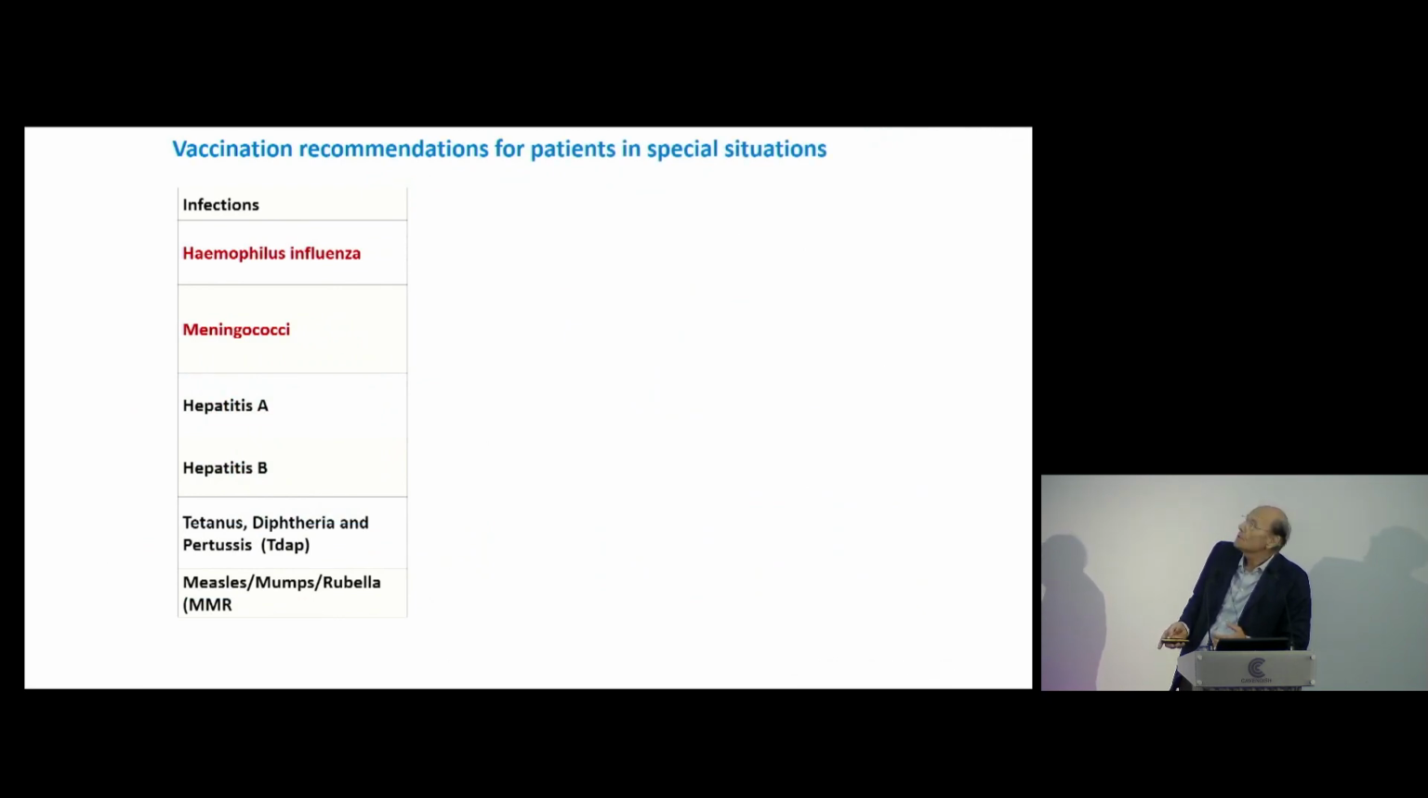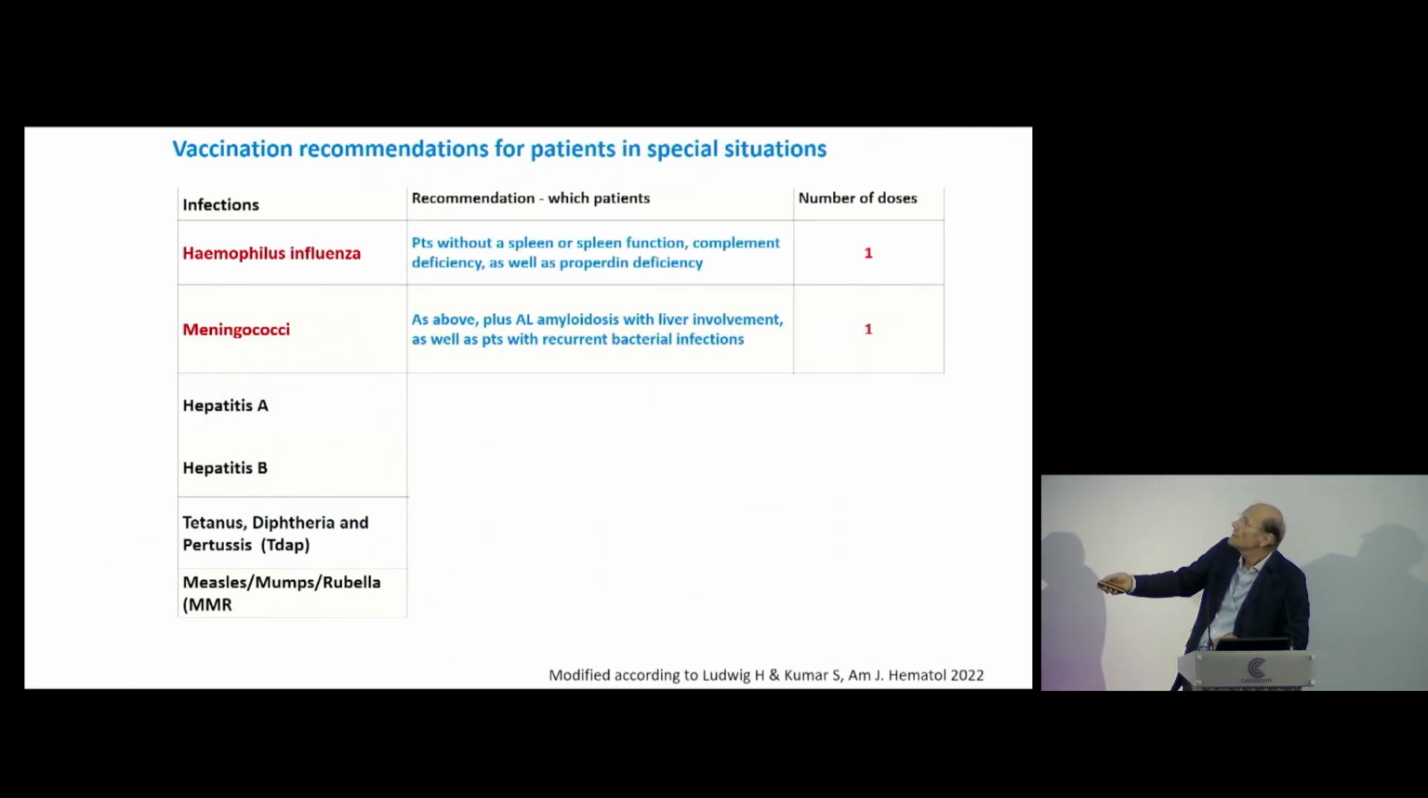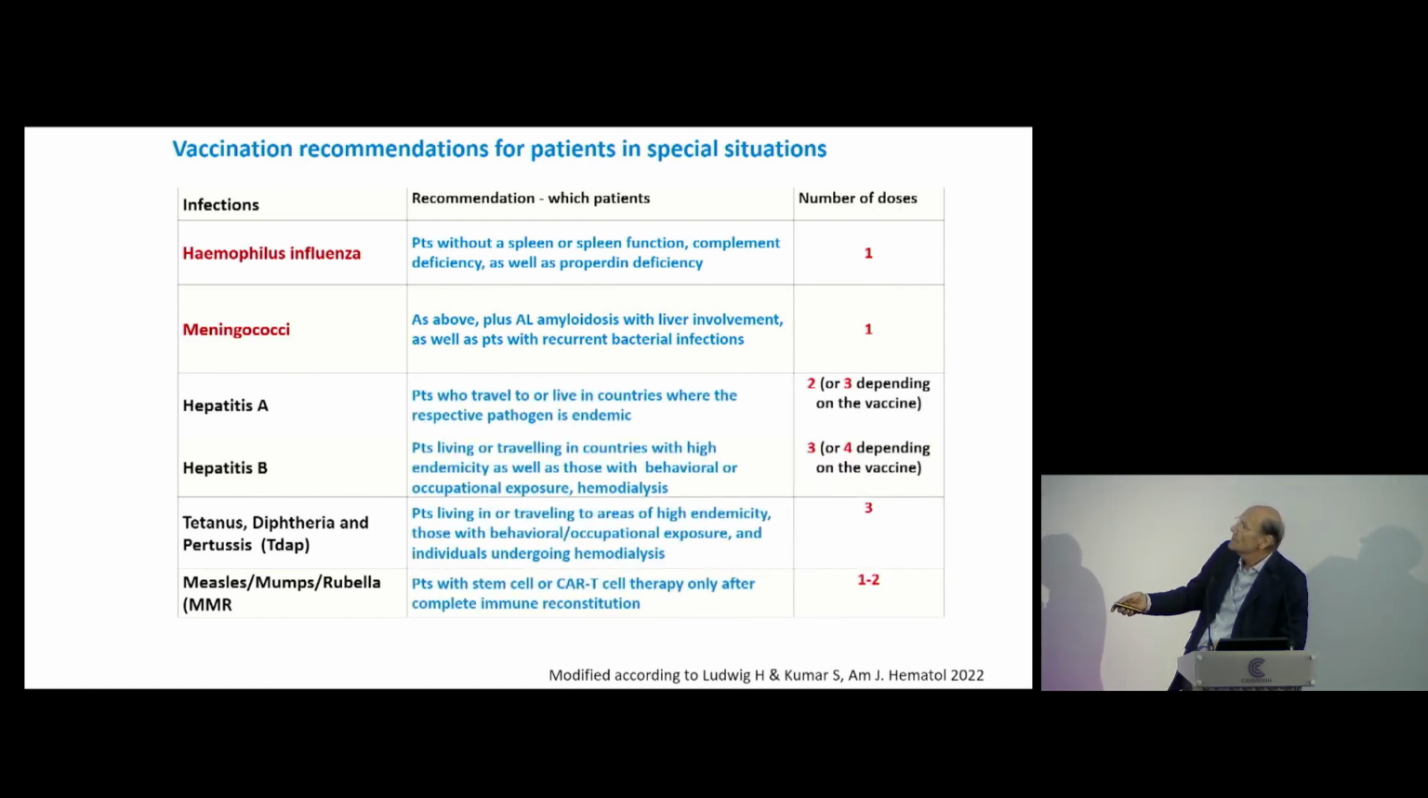Now, what else can we do? That is particularly relevant for patients with asplenia or with reduced spleen function, for instance, due to amyloidosis. These are maybe candidates for Haemophilus and meningococci. And then we have hepatitis A and B. That is relevant for patients who live in countries where hepatitis is endemic, but hepatitis A, I think, is a must for normal people as well. Hepatitis B, diphtheria, tetanus, and pertussis, again, relevant for people living in or traveling to areas of high endemicity.